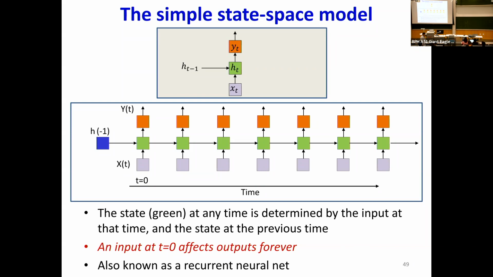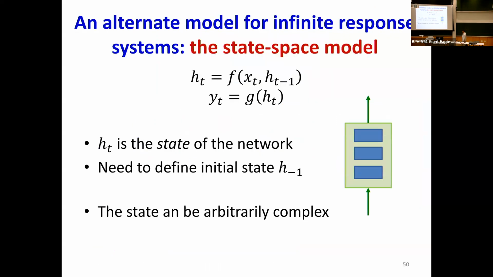So again, you can see that an input at time 0 affects the output forever. This is no longer a finite response system. This is an infinite response system. If I have an input here, you can just follow the arrows, and it's going to be affecting the output at any time at all in the future.